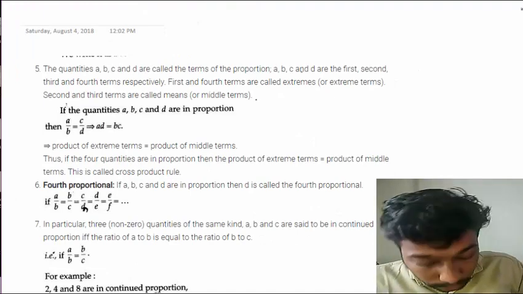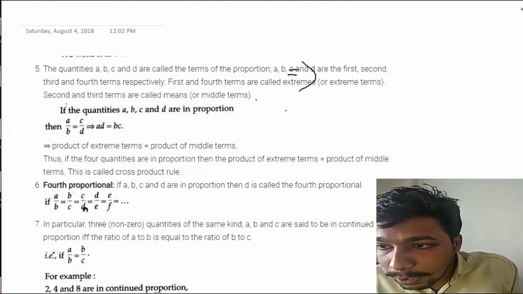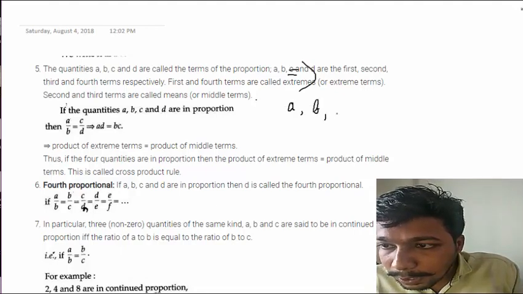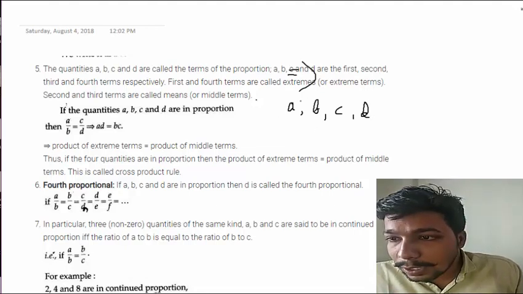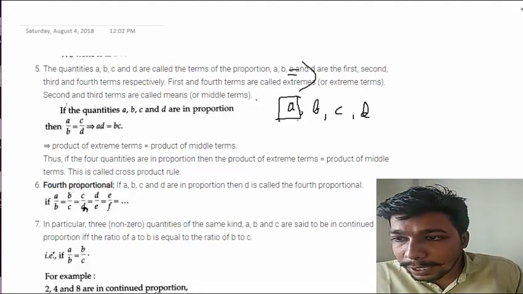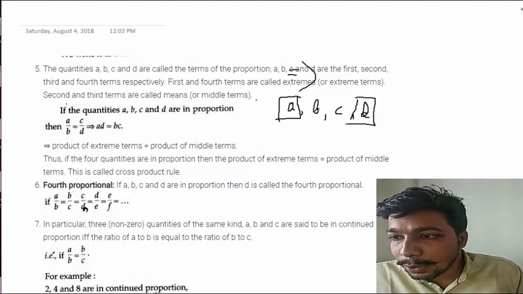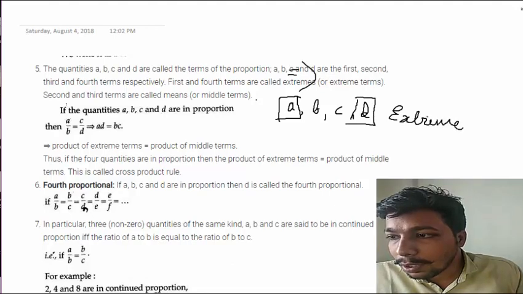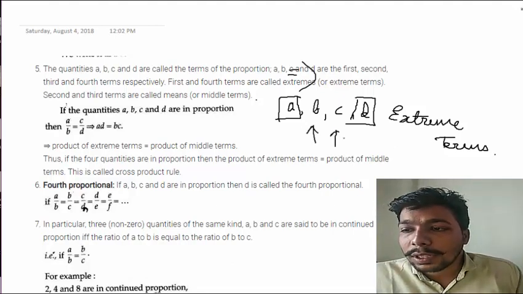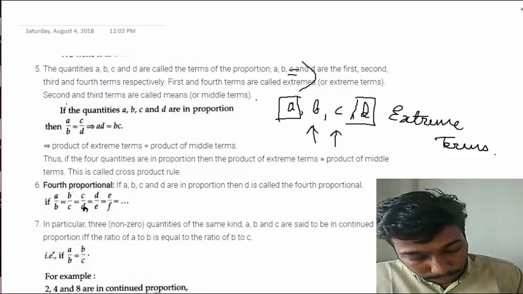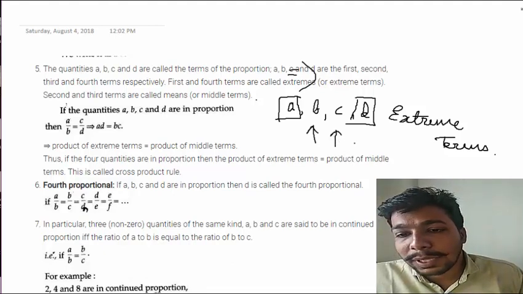Now in proportions, we have terms like A, B, C and D. So terms A and D are known as extreme terms, and B and C are known as middle terms. Okay, or most of the times middle terms are mean proportion.